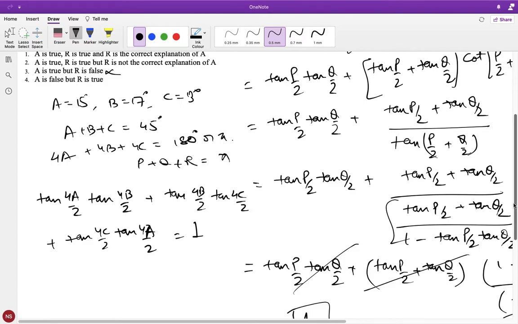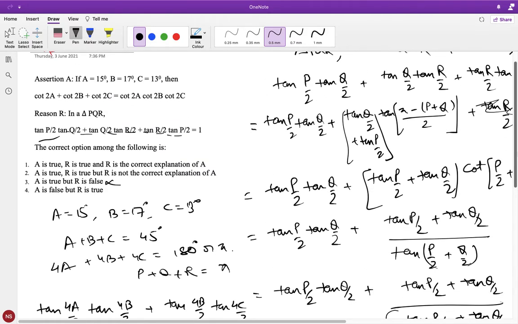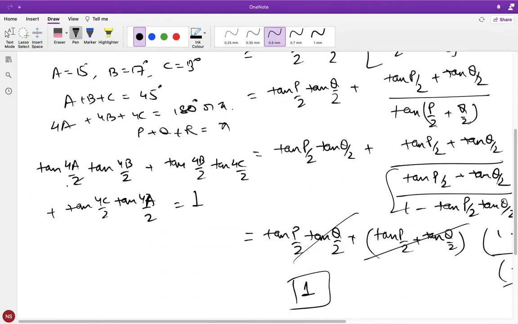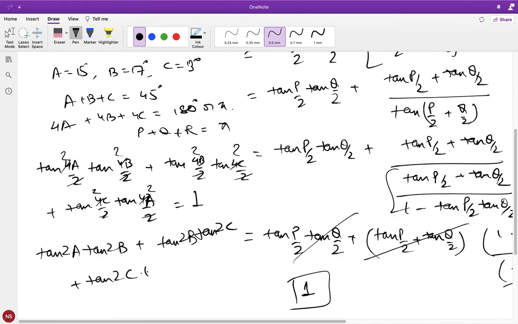I am using R, right? R is correct. So I am using R to see if A holds or not. Now this will be 2, this will be 2, again 2, 2, 2, 2. So if I use R, I should get tan 2A tan 2B plus tan 2B tan 2C plus tan 2C tan 2A is equal to 1.